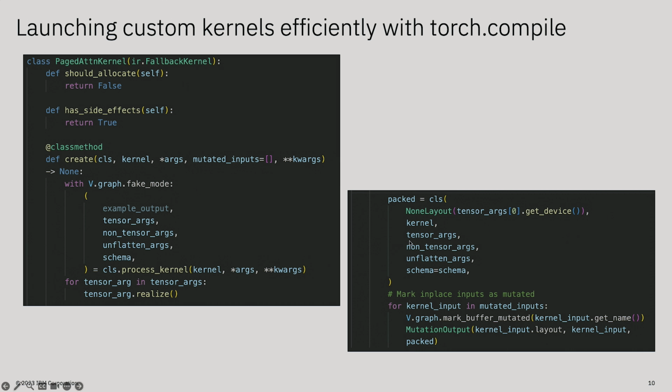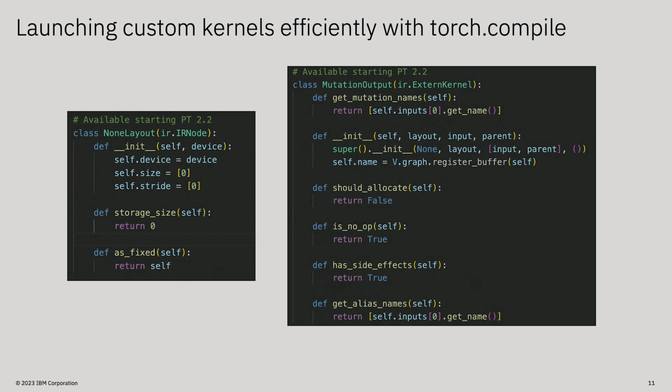The only issue is that there are two things I'm using here, the non-layout here and the mutation output here. These two things are not available in PyTorch 2.1. Good news is PyTorch 2.2 was just released yesterday, and those two things are available in PyTorch 2.2. So you don't need to run on nightlies anymore to take advantage of this particular feature.